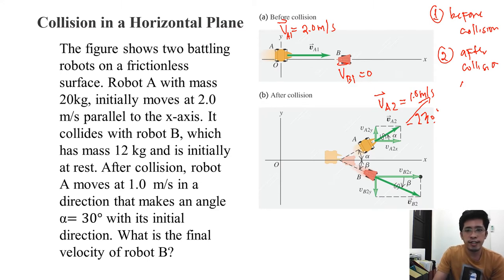So you're asked for your velocity VB2, of robot B. This is a non-head-on elastic collision. If you remember the previous examples on the types of collisions, you'll know that robot B will move below the x-axis at some angle beta here. So let's solve the problem.